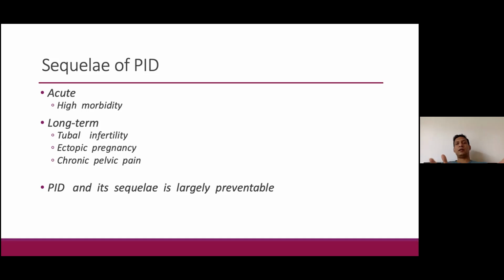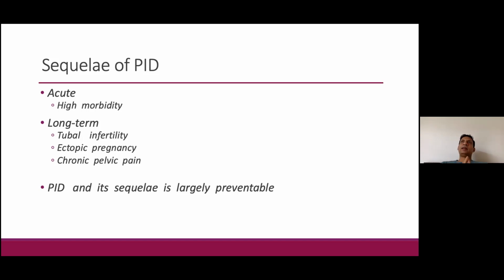But in the long term, because everything gets adhered together, there's adhesion, there's tubal damage, and even the lining of the womb gets damaged. So there is a high risk of what we call tubal infertility. The tubes become blocked, or they can become narrow, and it results in ectopic pregnancy, and we call it chronic pelvic pain, right? The definition of chronic pelvic pain is if somebody has pain most of the days for more than 6 months and not related to menstruation.